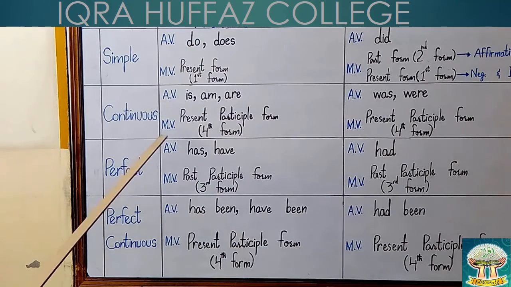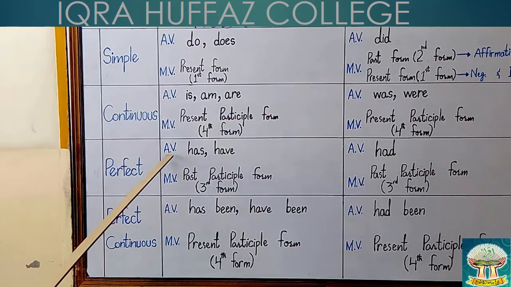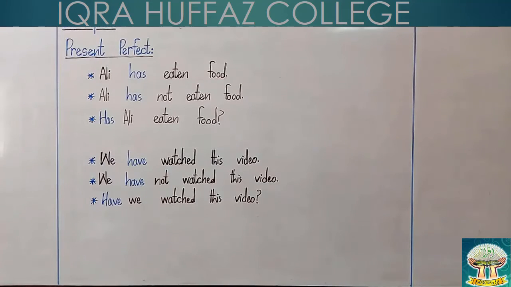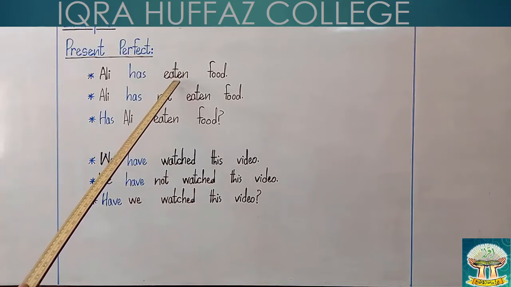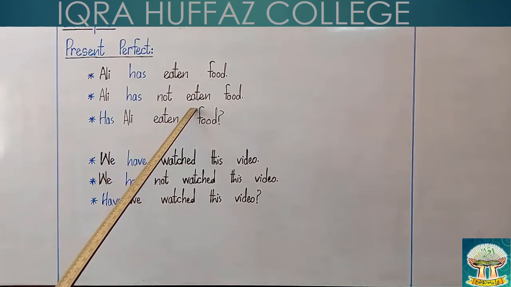In present perfect, we use has and have as auxiliary verbs. And we use the past participle form, which means the third form of the main verb, in present perfect sentences. These are the examples of present perfect tense, with the usage of the auxiliary verb and the past participle form of the main verb. Ali has eaten food. Ali has not eaten food. Has Ali eaten food? You can see the usage of has in all three sentences: affirmative, negative and interrogative, and the usage of the past participle form of the main verb eat, as in eaten, eaten and eaten.